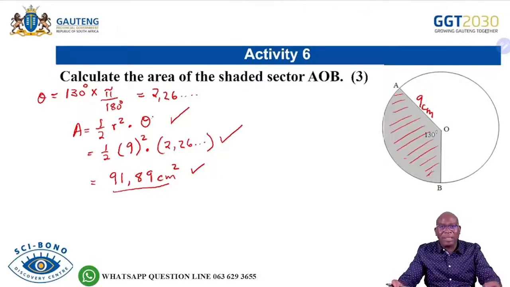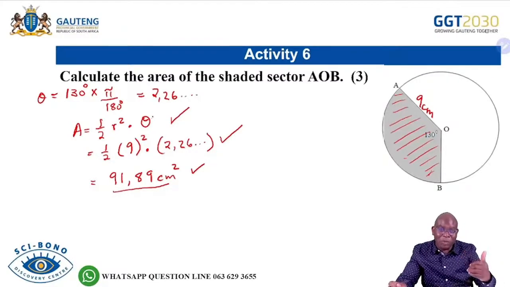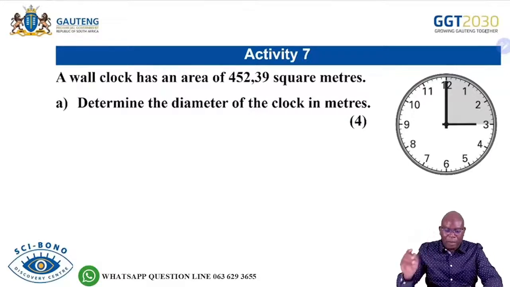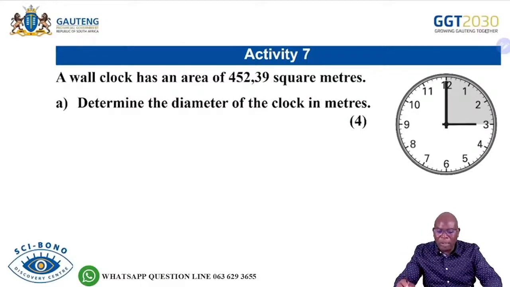So you can see the conversions are very important. Also, you must know your meters. Sometimes they give it as meters and they say calculate maybe the area in centimeters. So you must know how to change those meters to centimeters, or they change it from centimeters to meters. Okay, determine the diameter of the clock in meters.